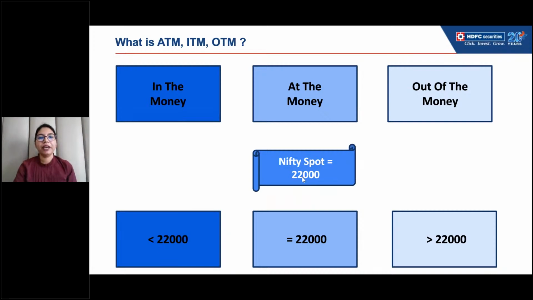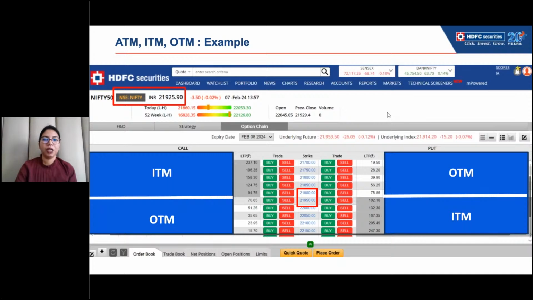Now, when you talk about calls, if Nifty is at 22,000, all the strikes which are smaller than 22,000 will be your in the money strikes. And all the strikes which are bigger than 22,000 will be the out of the money strikes. So this is the logic. I am going to explain it even further with a detailed example.